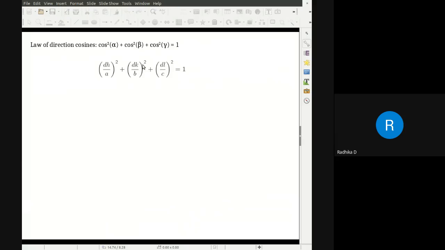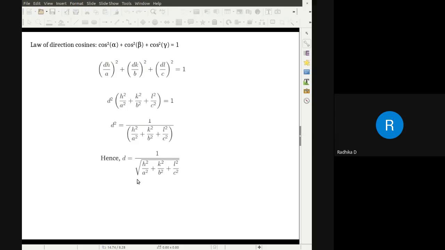Just substitute and rearrange. Again, d square is common, so I can take out d square. It becomes d square in big brackets, leftovers, h square by a square plus k square by b square plus l square by c square equal to 1. What do I do next? I move this entire bracket to the right hand side, so it goes to the denominator. So d square is 1 divided by full bracket h square by a square plus k square by b square plus l square by c square.